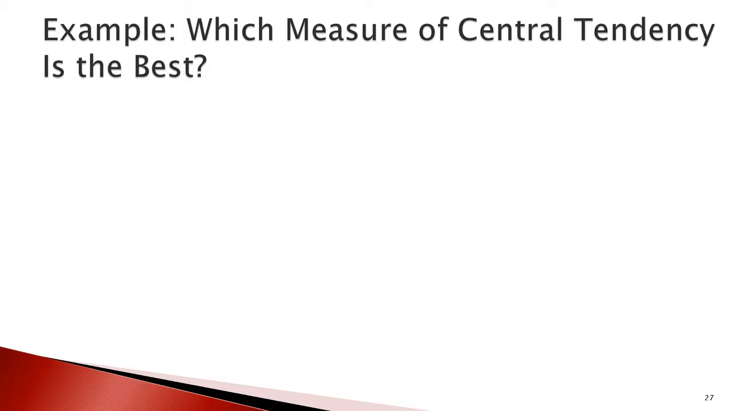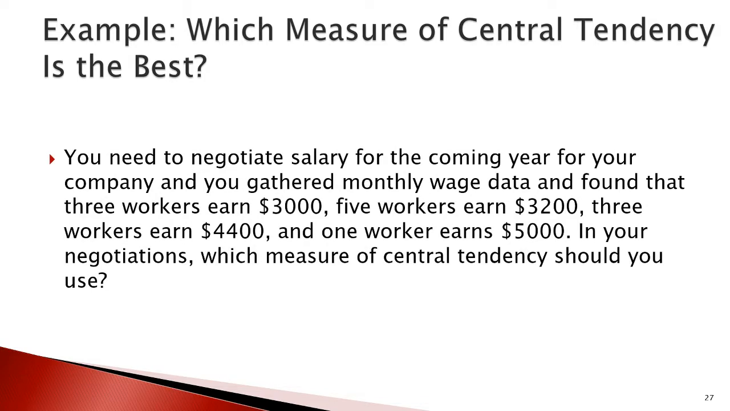Okay, let's move on to what we have learned today all together. In this exercise, we are going to consider mean, median, mode, and everything. In this example, you need to negotiate salary for the coming year for your company, and you gathered monthly wage data and found that 3 workers earn $3,000, 5 workers earn $3,200, 3 workers earn $4,400, and 1 worker earns $5,000. In your negotiation, which measure of central tendency should you use?